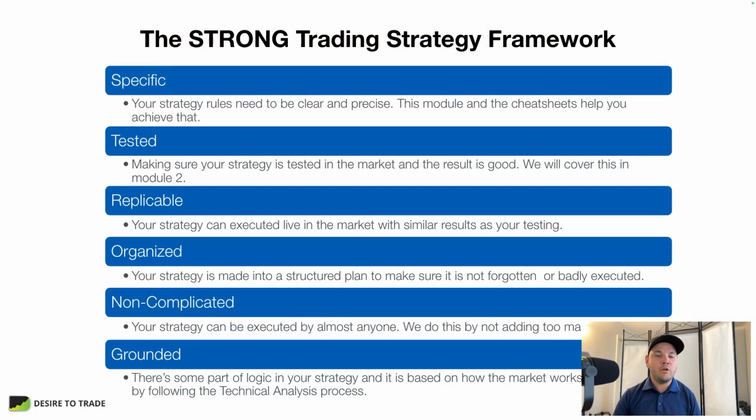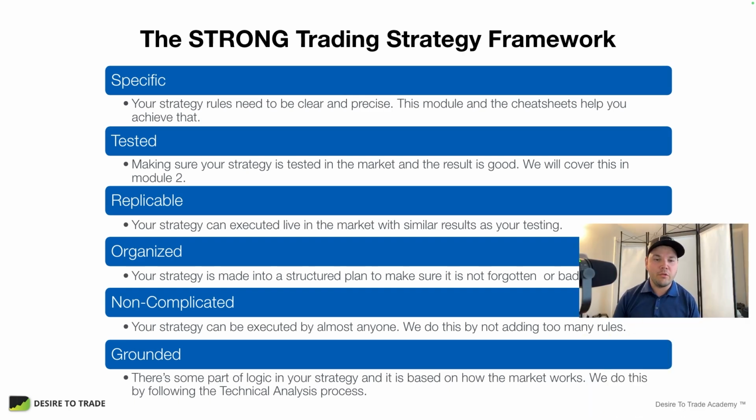Okay, next we go to non-complicated. Now this means your strategy can be executed by almost anyone. And we do this by not adding too many rules. So that means that if you have like 100 rules or you have like 5 indicators in your chart, that stuff is complicated. And it means that it's probably going to be curve fitted because the more variables you add, the more likely your strategy is to be curve fitted to past data.